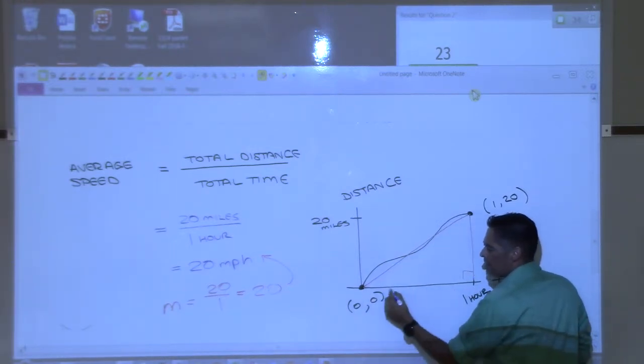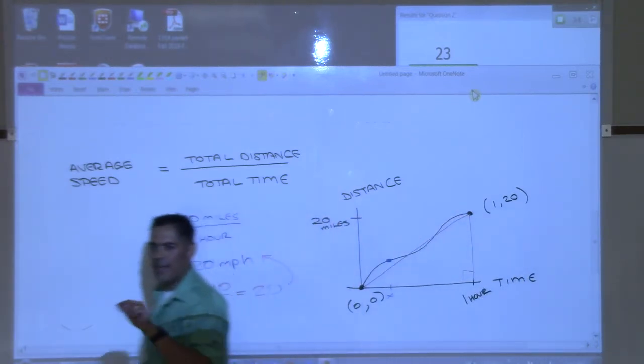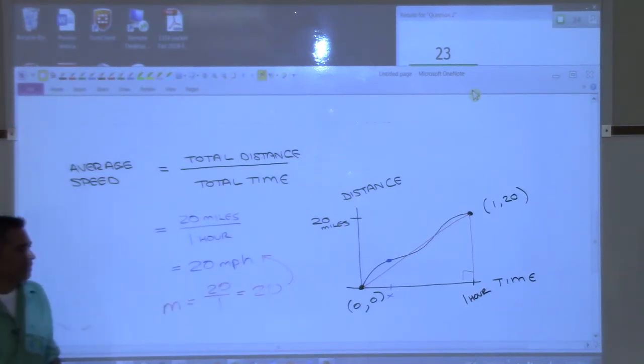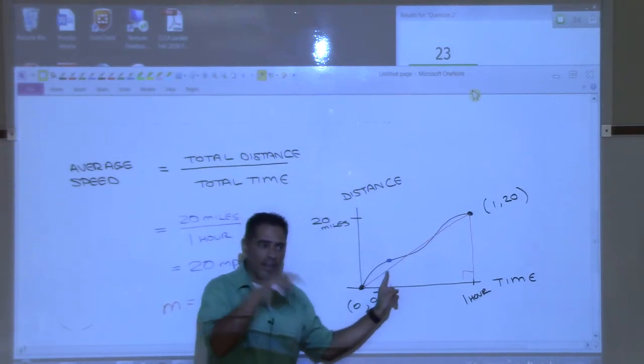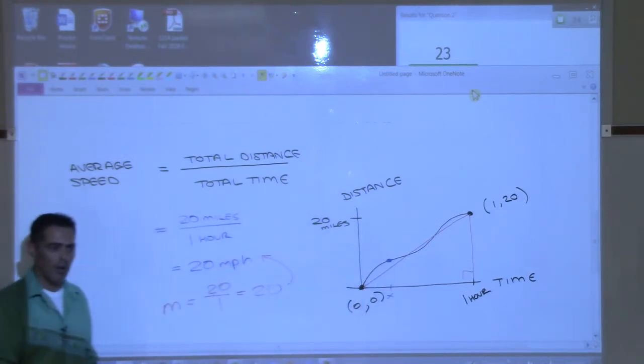So let's say I take some arbitrary point here, I'm going to call it x, and I go right there, and I ask you, hey, how fast were you going right there? How would we do that? So I'm asking you, what would your speed be at that instant in time? And as soon as I ask that question, we run into a huge problem.